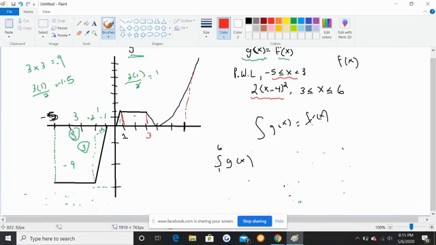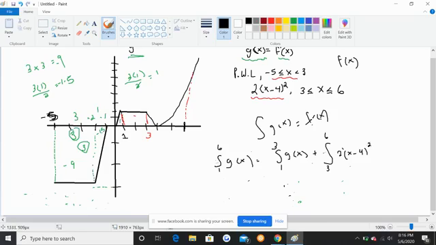So let's break this up because this part is the piecewise function part. You have to write it like this. So it equals the integral from 1 to 3 of g of x, because this is your piecewise function part, plus the integral from 3 to 6 of 2 times (x minus 4) to the second power.